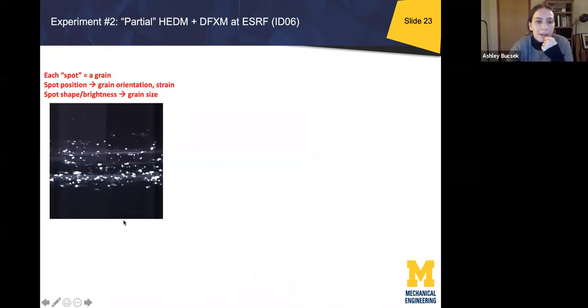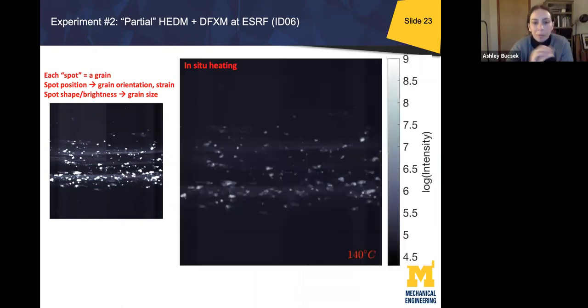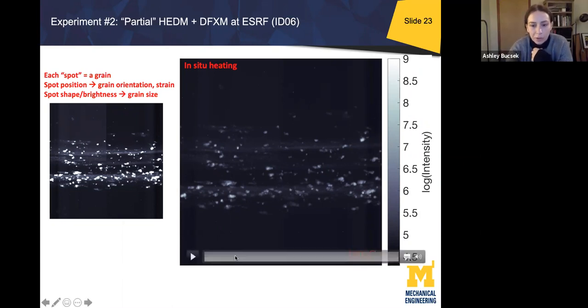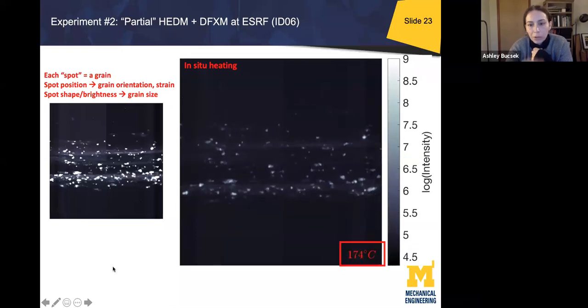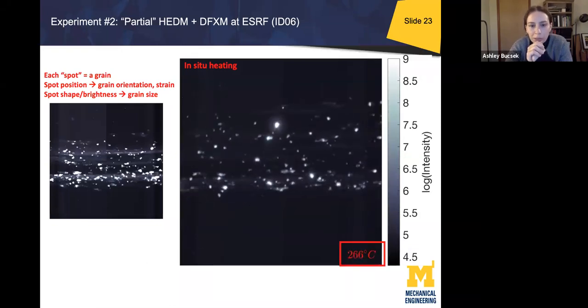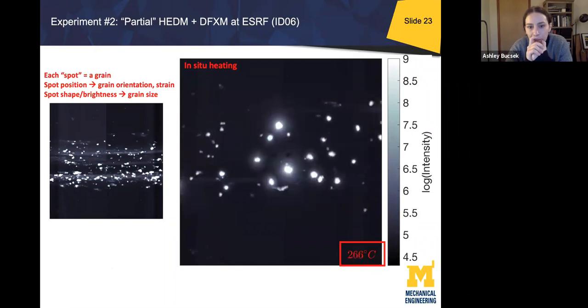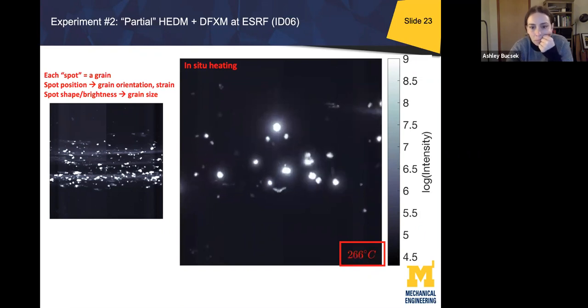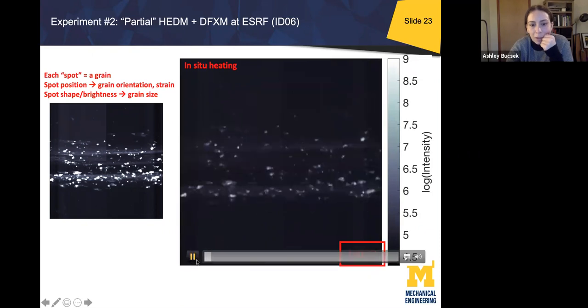So this is the initial data set of the as deformed microstructure, summed over all omega frames, summed over the rocking curve. And then this is true in situ heating where we heated it while we were taking measurements. And so you're going to see the ring shift up from thermal expansion, but then you'll also see these recovery, recrystallization, and grain growth processes. Temperature is at the bottom. So here's our shift, and then we see grains disappearing, we see new grains forming, and we see grains growing. So I'll just play it one more time.